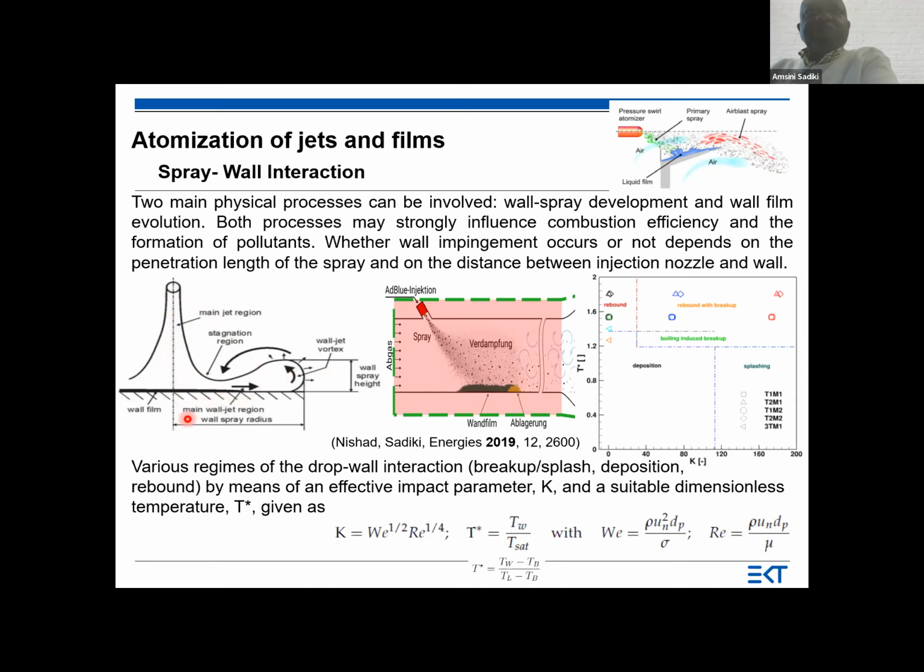We have the main wall jet region, in which we have the wall spray radius. Here we have the stagnation region. We have the wall jet vortex, and also the wall spray head, and this is the result of this impingement between spray and the wall. But we can also have some other processes, and this, for example, has been published here.